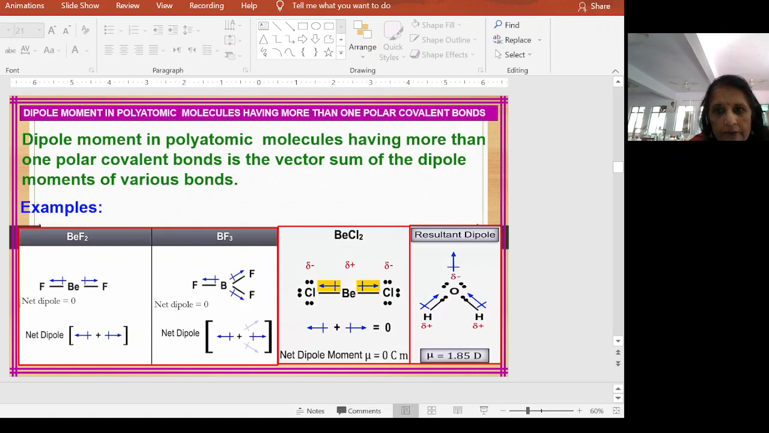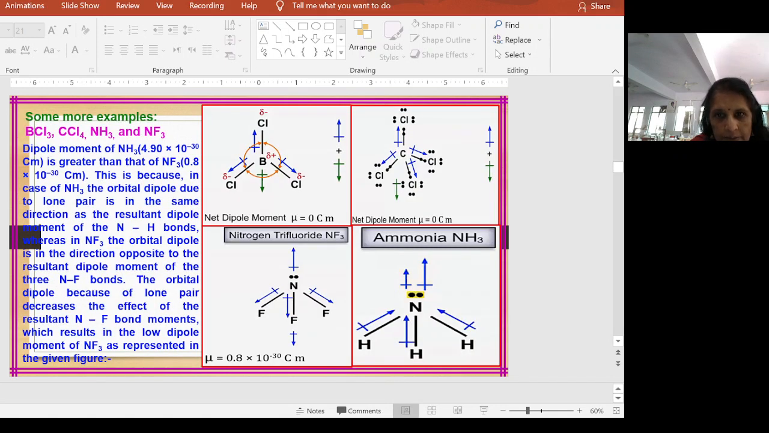There are some very interesting other examples as well. Here in the BeCl3 molecule, you will have dipole as 0. Here in the CCl4 molecule, again the dipole is 0. Then what does it mean? That the magnitudes of the opposing factors are equal, and therefore the dipole will be 0. But a very interesting example is that of NF3 and NH3.